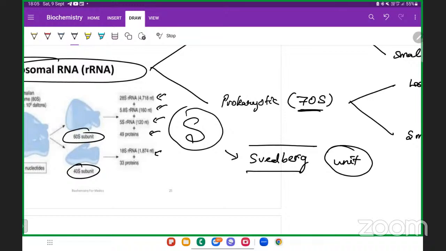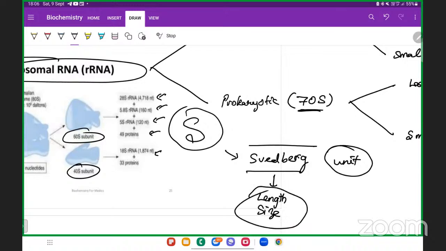So, sedimentation rate. Can someone tell me what the sedimentation rate is? Svedberg unit, yes, exactly. This is the sedimentation rate: 10 to the power minus 13 seconds, a unit of time. How it behaves depends upon your Svedberg sedimentation rate; it depends upon your length and the size. So sedimentation depends upon size.